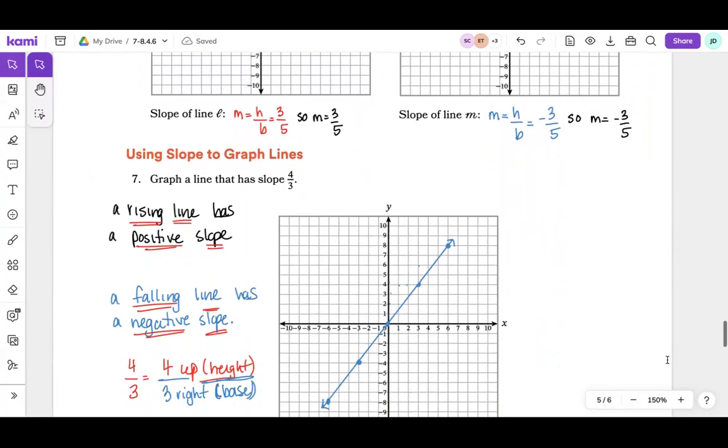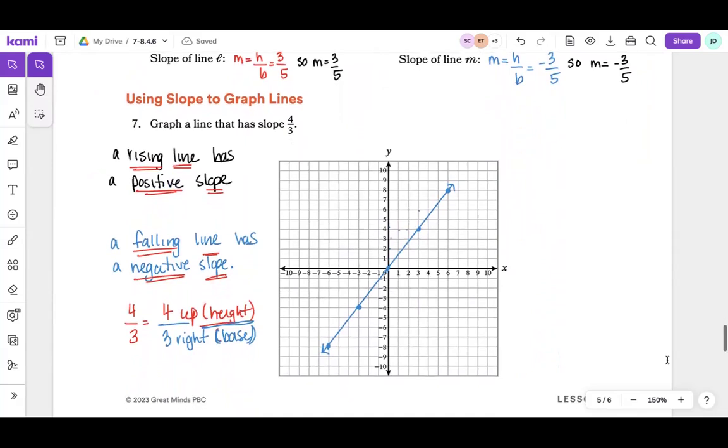So for number 7, it wants us to do a graph that has a slope of 4/3. This means you can start at any point you want and then show your slope having 4/3 going up 4 to the right 3. This is a positive slope, so it's going to be a rising line going up and to the right. In this case, I've done one line where I started at the origin.